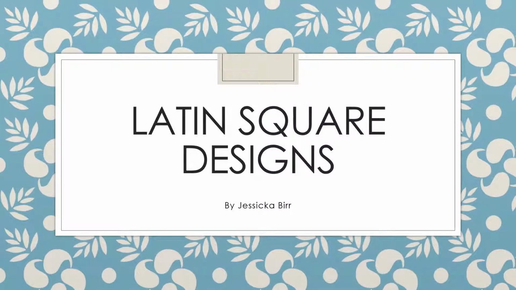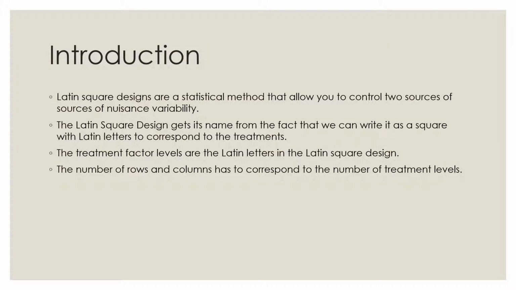Latin square designs. Latin square designs are a statistical method that allow you to control or eliminate two sources of nuisance variability. Both the rows and the columns can be used as blocking factors. The Latin square design gets its name from the fact that we can write it as a square with Latin letters to correspond to the treatments. The treatment factor levels are the Latin letters in the Latin square design.